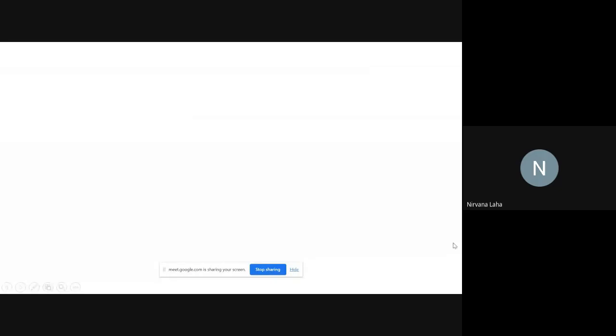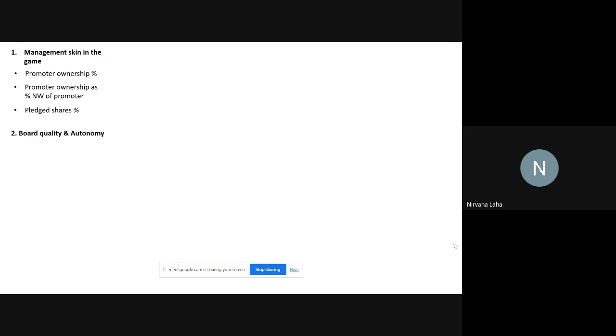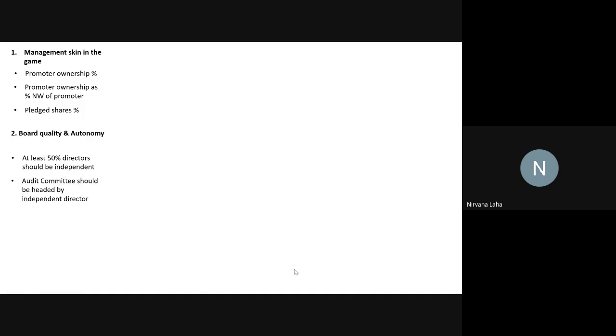Just a quick refresher, guys. I think Bhavna, you will remember. Some of the things that we covered was how to check whether management has skin in the game. Look at promoter ownership as a percentage of net worth, and pledged shares. The second aspect was, is the board independent and does the board have autonomy? So here, check the number of independent directors on the board. Check whether the audit committee is headed by an independent director. Check whether the board members have relevant experience, whether their experience can actually help in guiding the company's management, or they are there just because the management or the promoter knows them, etc.